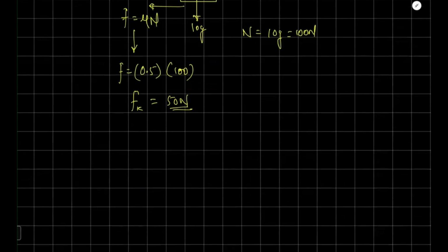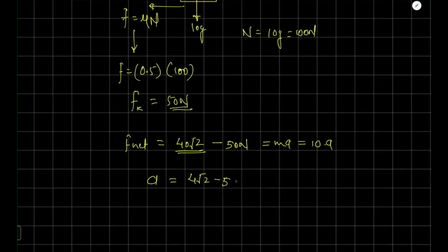So your F net this time is going to be 40 root 2. If you calculate this value, 40 root 2 will be more than 50, so minus 50 Newton, that is the friction force. So this net force is going to be mass into acceleration. The mass of the block is 10 kg into acceleration. So you can say the acceleration of the block is 4 root 2 minus 5 meter per second squared.